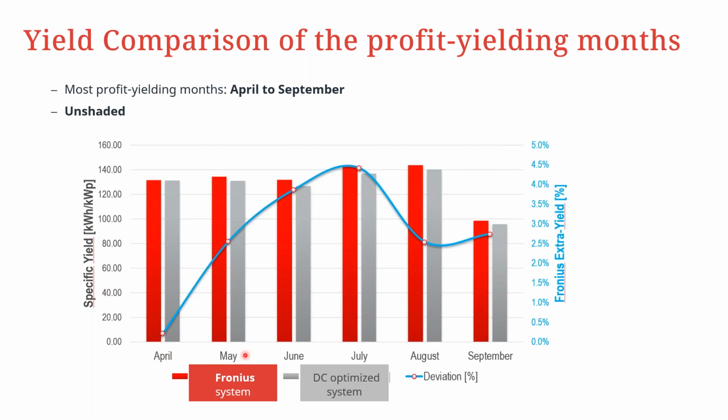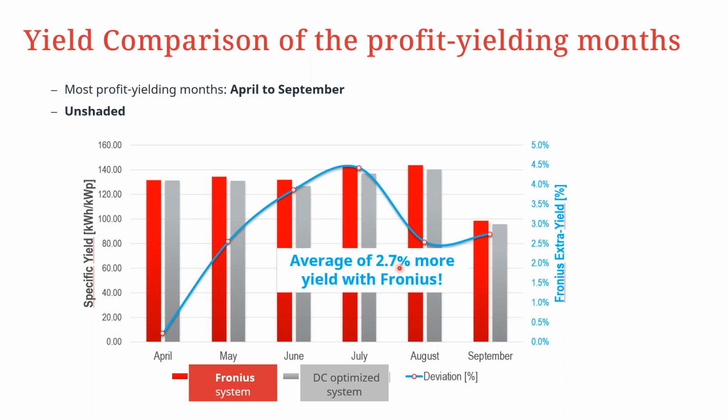In red is the Fronius inverter with the dynamic peak manager, and the gray one represents a DC optimized system. Then the blue curve is our deviation, or how much the Fronius dynamic peak manager is able to produce as a deviation from the DC optimized system. On this scale, we have the extra yield by the Fronius inverter starting from 0.5% up to about 5%. So you can see that over the course of the year, the Fronius dynamic peak manager gives you an average of 2.7% more yield.